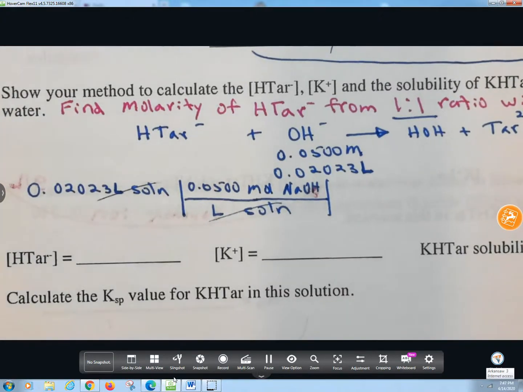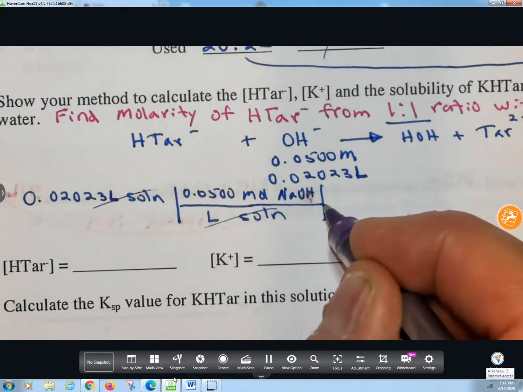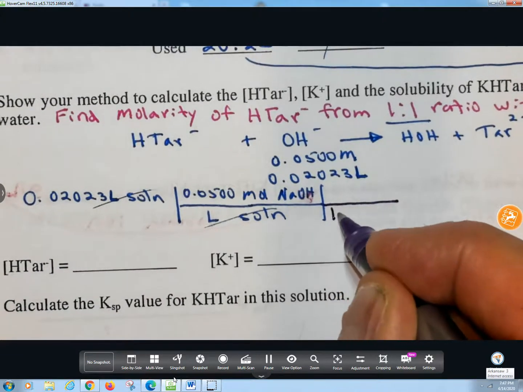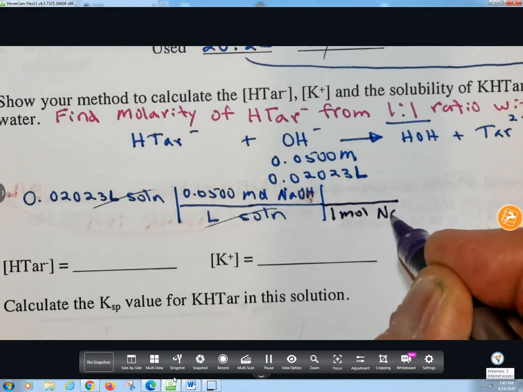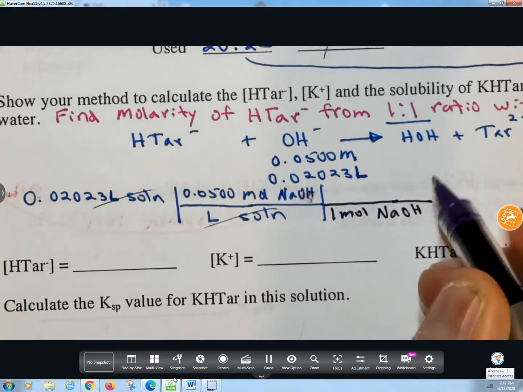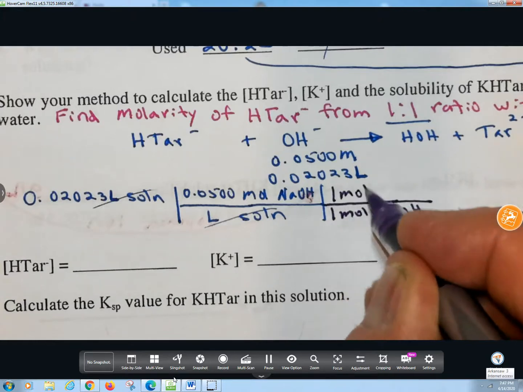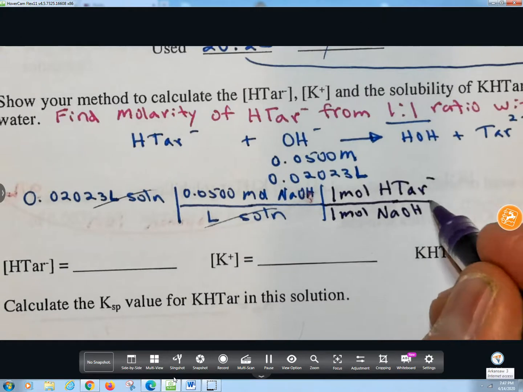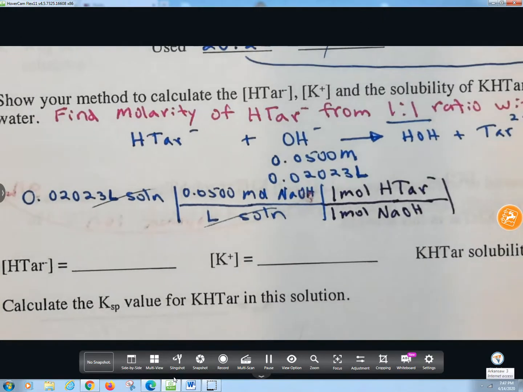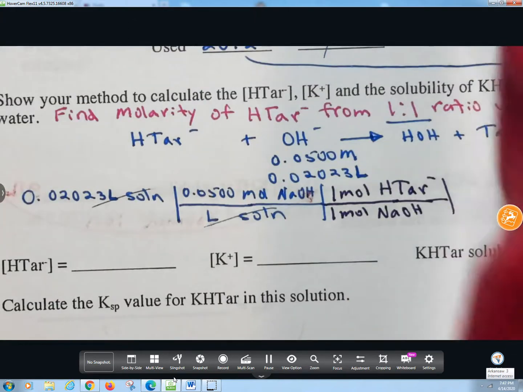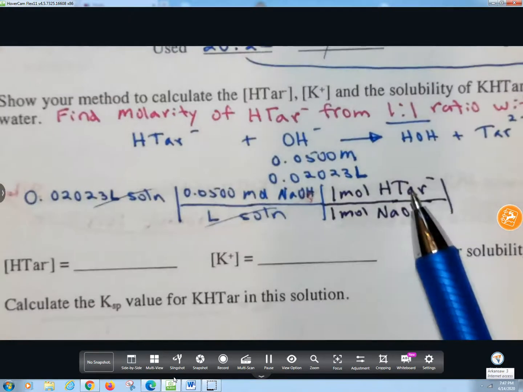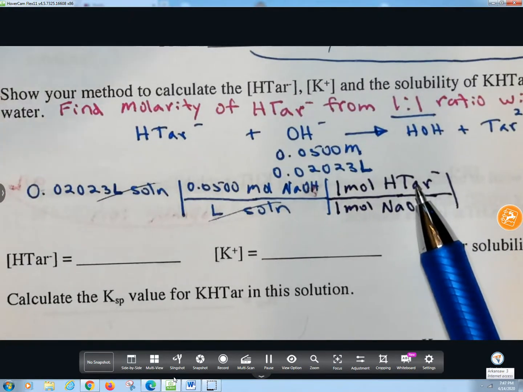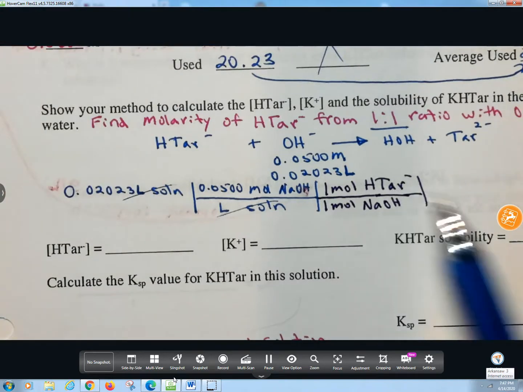I know some of you do this in one row, but now we know that there's 1 mole of NaOH. So 1 mole of hydrogen tartrate, HTar. Now, this is the moles of HTar, correct? That were in that saturated solution.